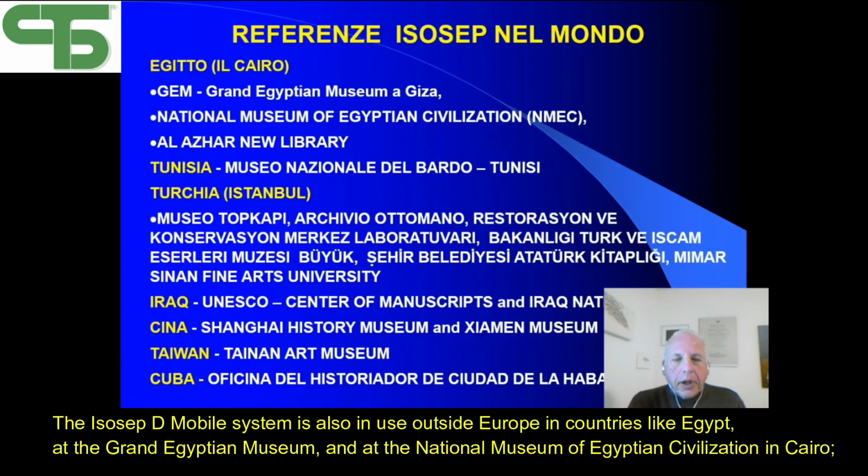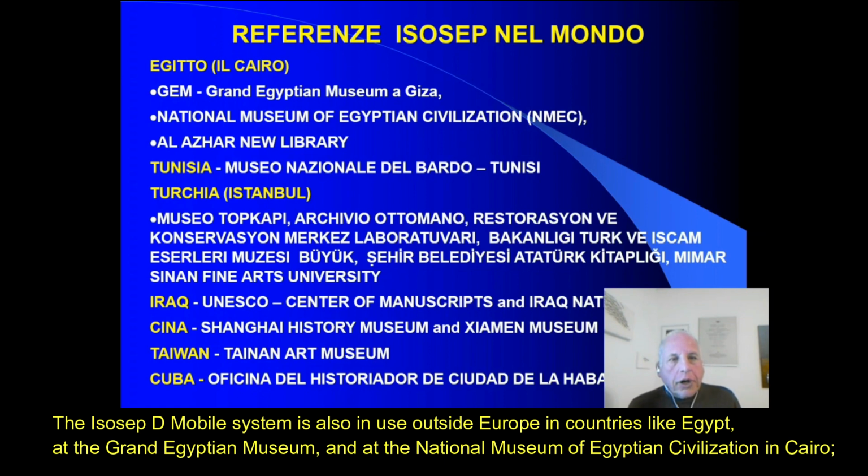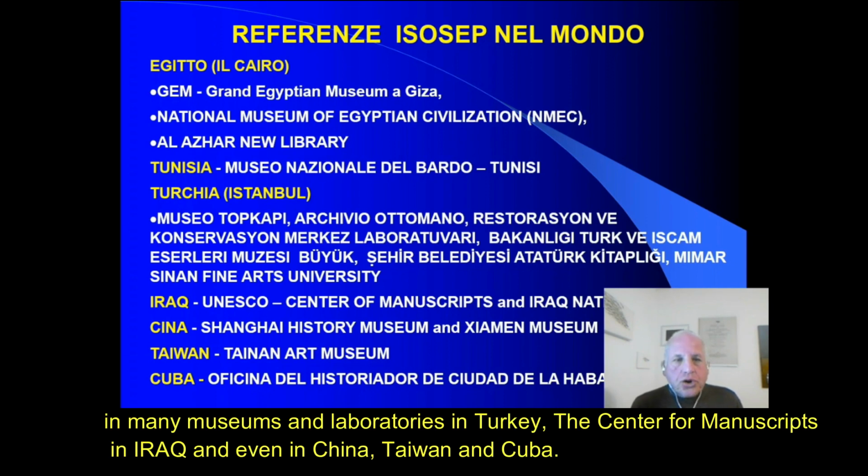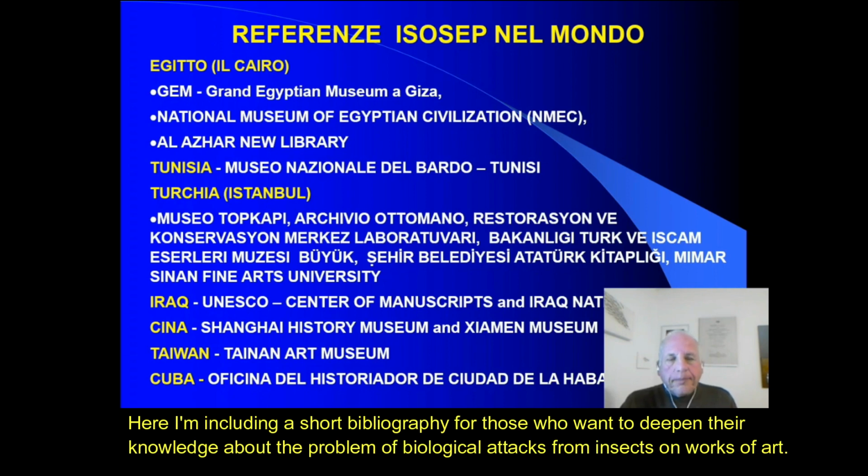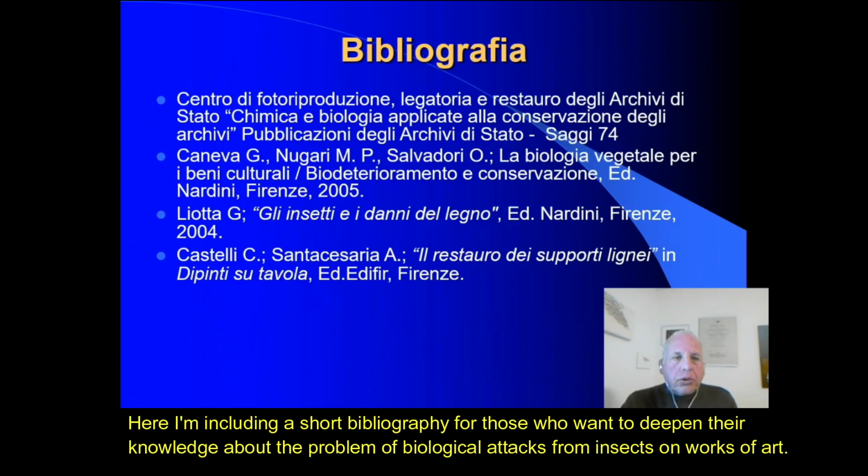The ISOCEP-D Mobile system is also used outside Europe in countries like Egypt, in the Grand Egyptian Museum and at the National Museum of Egyptian Civilization in Cairo, in many museums and laboratories in Turkey, the Center of Manuscripts in Iraq, and even in China, Taiwan, Cuba. And here I'm including a short bibliography for those who want to deepen their knowledge about the problem of biological attacks from insects, specifically on works of art.